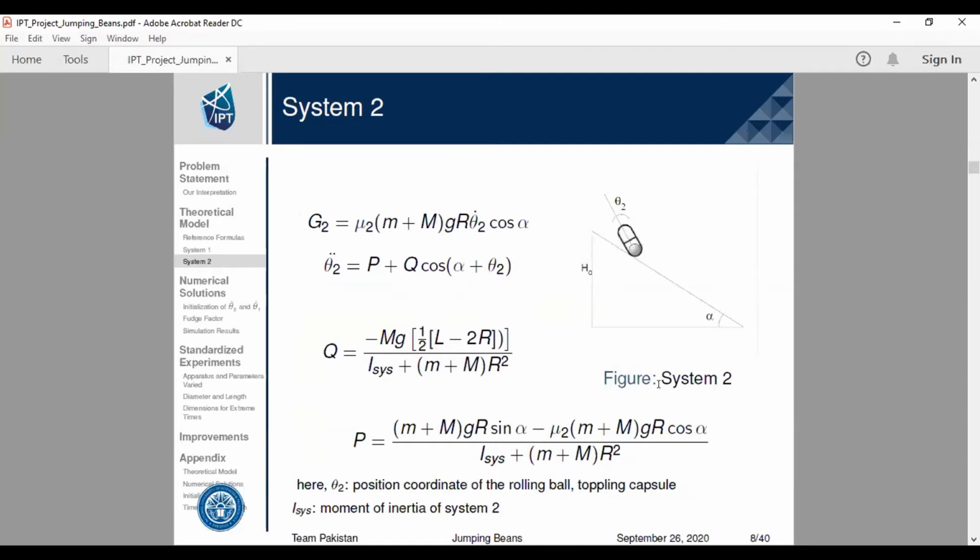So you can here see the equation for G2, which we kept in mind while writing our equation of motion for theta 2 double dot, and P and Q are as follows.